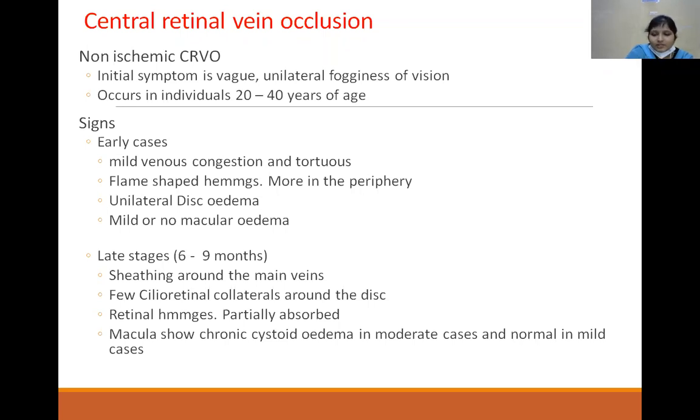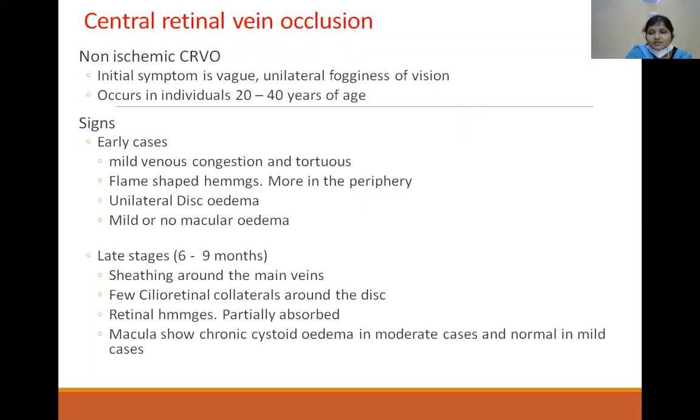And on examination, in the early stages, we see mild venous congestion and tortuosity with flame-shaped hemorrhages. They are more marked in the periphery. Disc edema can be present. Macular edema is generally absent.